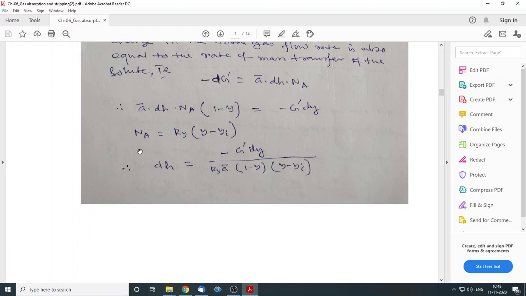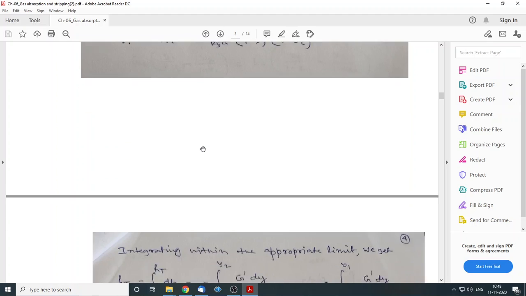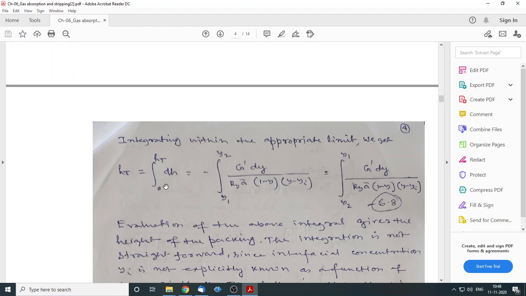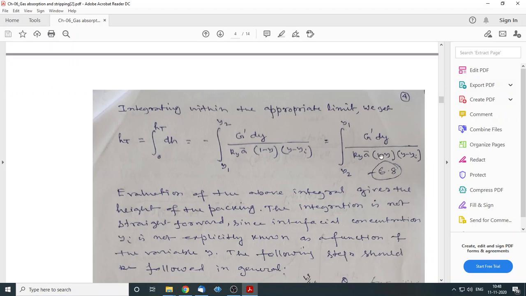Now what do I have to do? Integrate this over height 0 to h, and y from y1 to y2. Integrating means I am taking from the bottom to the top, from point 1 to point 2. So the height HT, the height of the column, is obtained by integrating this part.